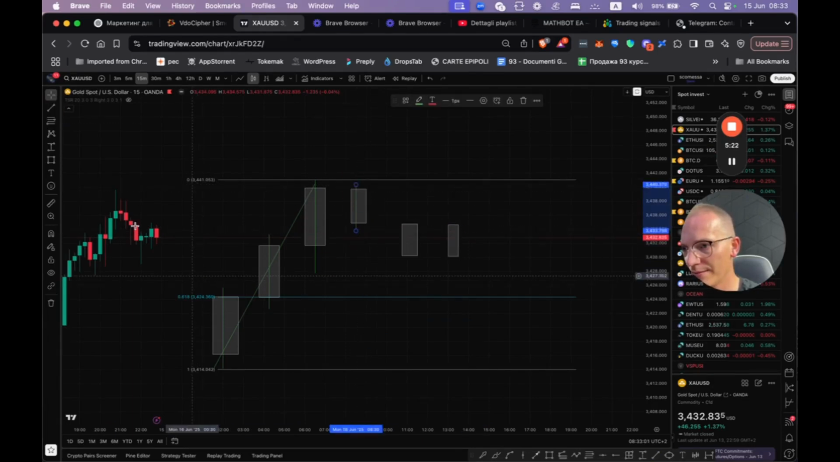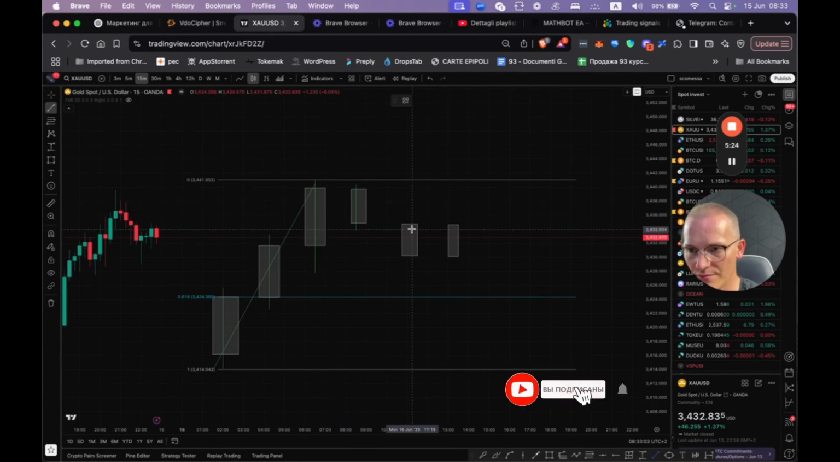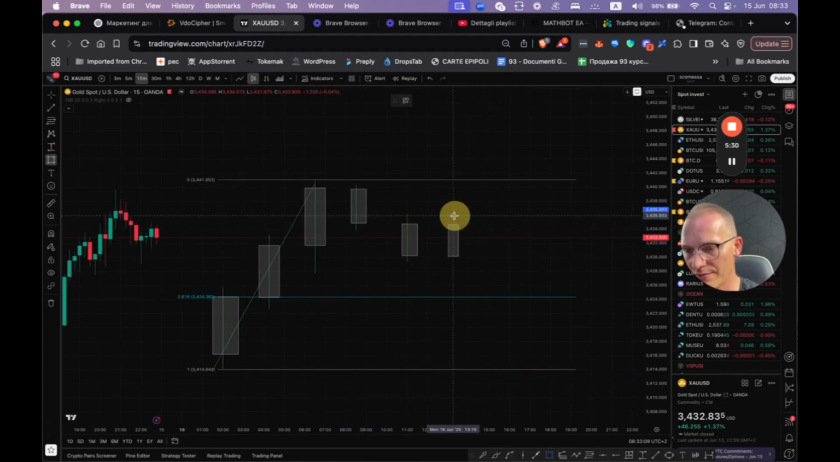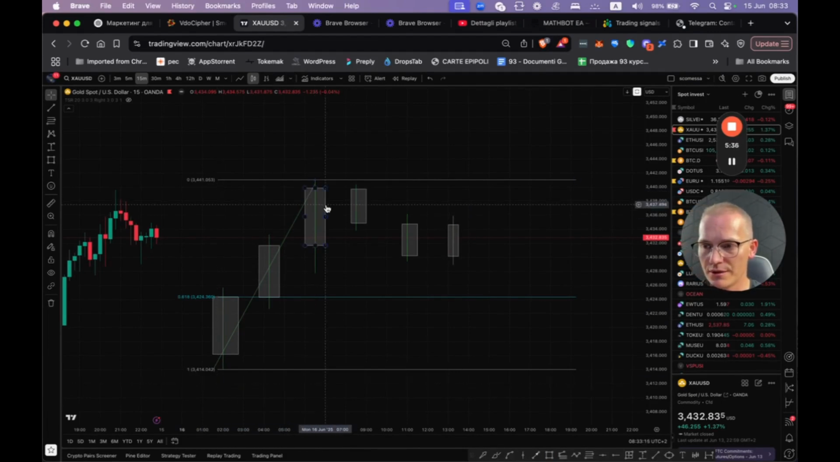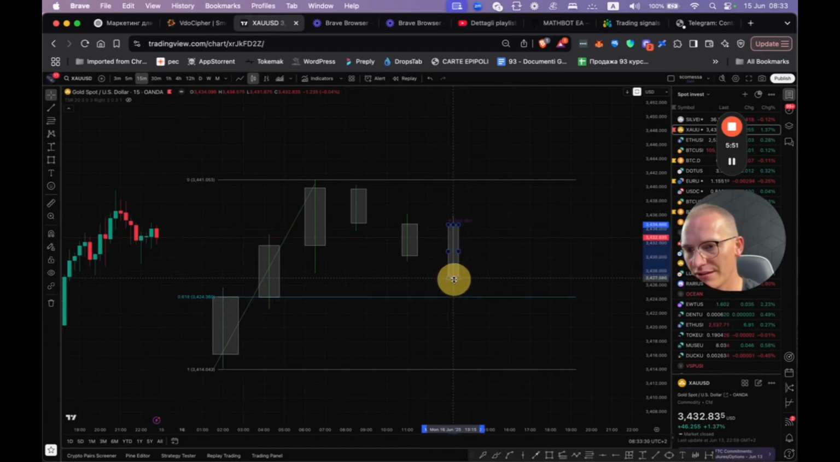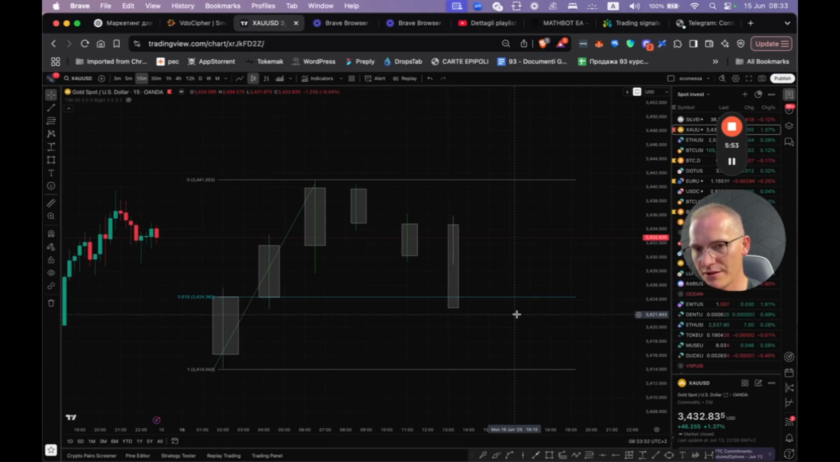So 1. Now, don't scold me for the image quality. It's not that important. What should we have here? After an impulsive move, which can be more than 3 candles, but at least 3, there must definitely be 3 candles formed. But these three candles must not, or rather the third candle must not, close below the 0.61 Fibonacci level. This is very important.